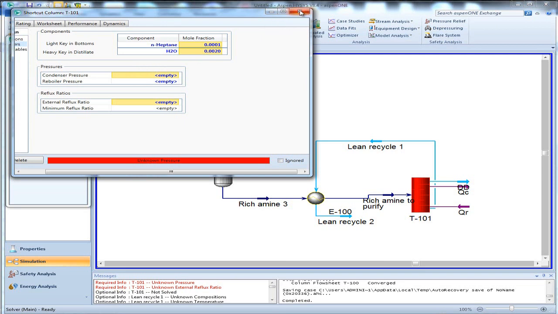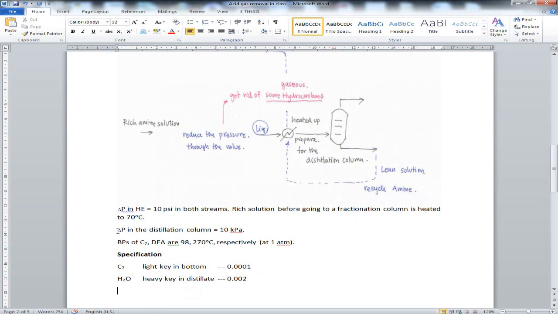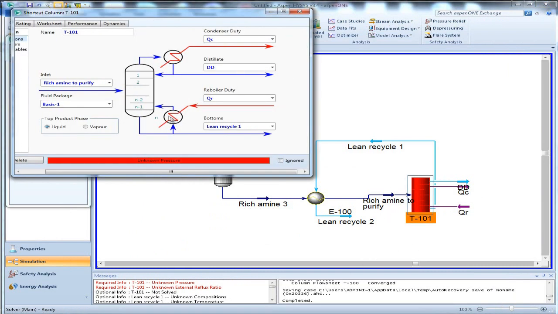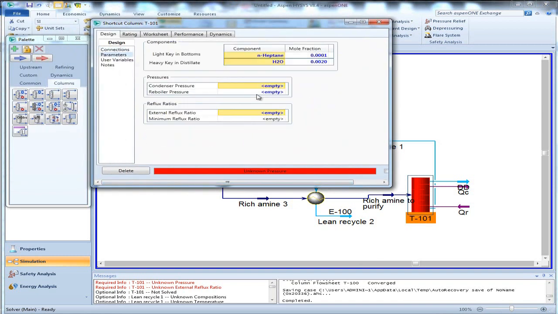And for the pressure here, let's check. The pressure that is input here is 137.9 kilopascal, and the pressure drop in the distillation column is 10. So what we should put here must be 137, and this would be 175.